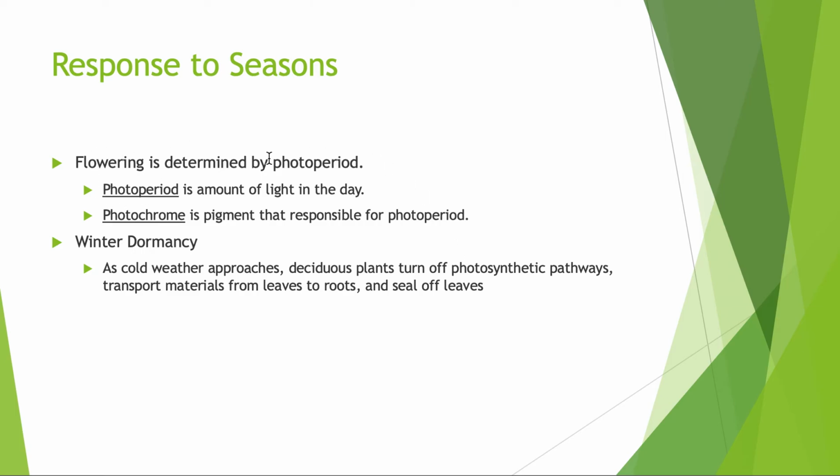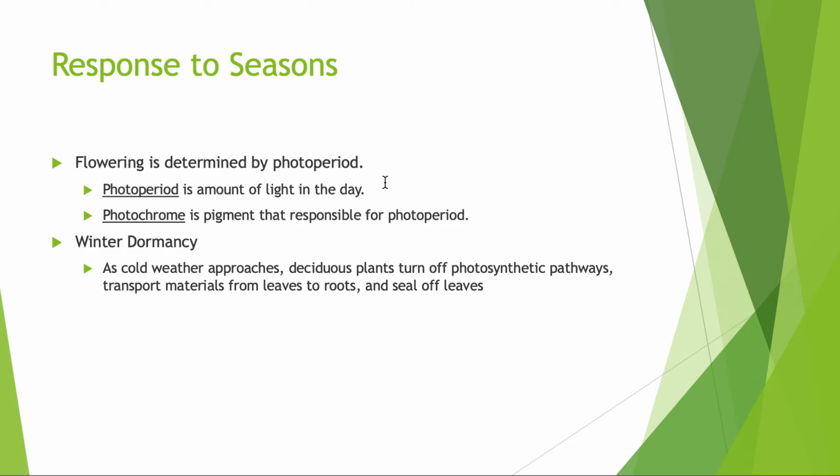We talked a little bit already about it with photosynthesis, when we were talking about chlorophyll being a pigment and plants losing their leaves because that chlorophyll is getting used up. Well, what else happens when that happens? A couple of things to talk about: flowering is going to be determined by what is called photoperiod. Photo being light, period being time. So that's the amount of light in the day.